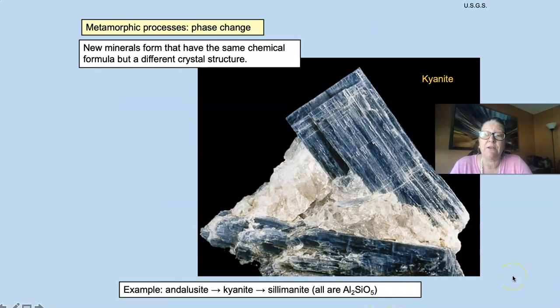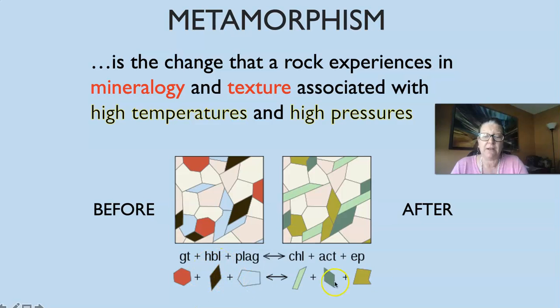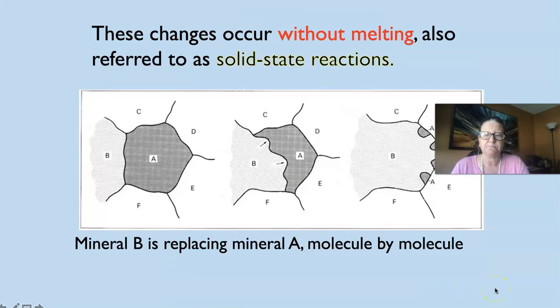Sometimes we get a new mineral that has the exact same chemical formula as the old mineral. For example, andalusite, kyanite, which is shown here, and sillimanite are three minerals that progress from low-grade to high-grade metamorphic conditions, but they're all the same exact chemical formula. The difference is the structure of those atoms, the arrangement of them in their crystal structure. In the previous example, these do not have the exact same chemical formula. The atoms have been rearranged.